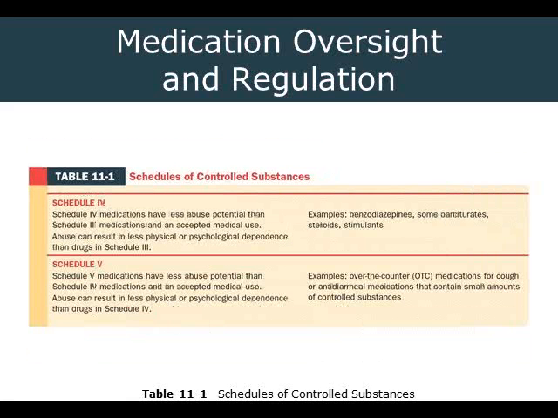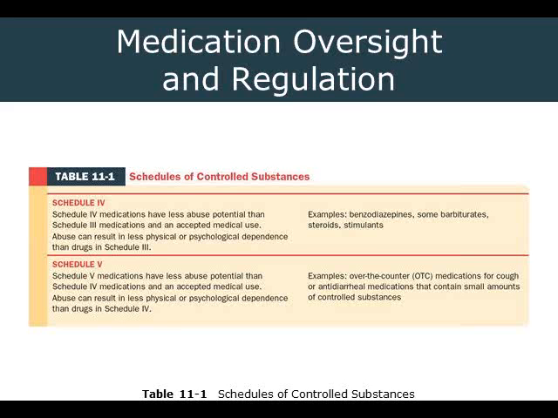Schedule 4 has even less potential for abuse. However, they can still cause some dependencies. The benzodiazepines typically fall in here, along with some of the barbiturates and the stimulants. You may have some amphetamines such as Ritalin, which falls here. Benzodiazepines such as Valium and Versed fall under Schedule 4. Ativan falls in there. Barbiturates, such as phenobarbital, which gets used for treatment of seizures, however, is also a feel-good drug, and falls under Schedule 4.